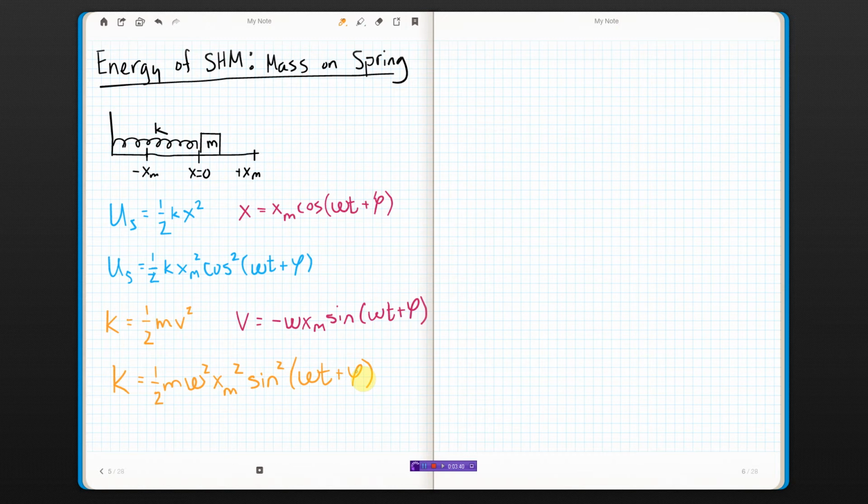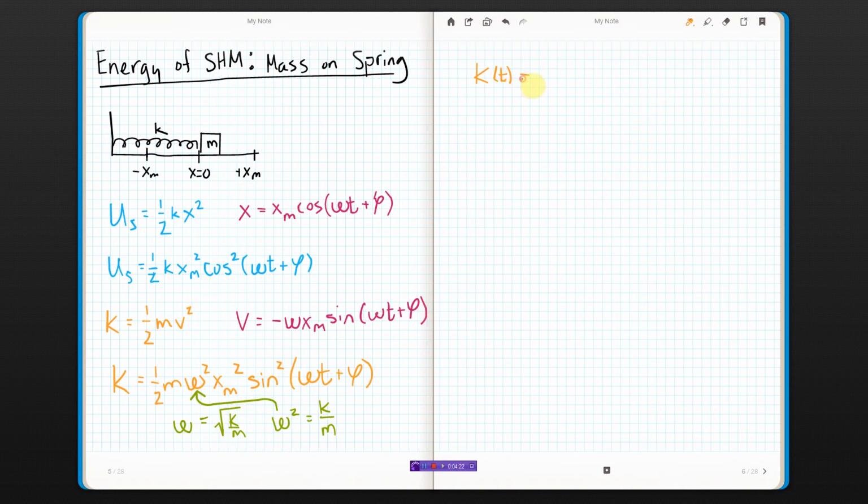We can further simplify this by realizing that, from our last video, omega equals the square root of k over m. So omega squared is just k over m. So I'm going to put this in right there. And so what I get for my time function of kinetic energy is, oh, time function. I really should be doing this. It is a time function.